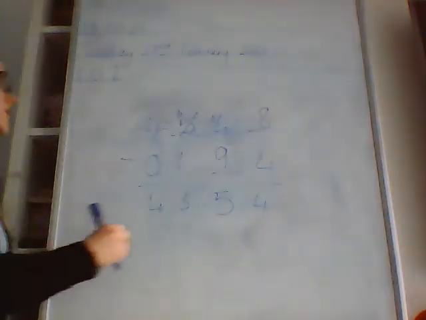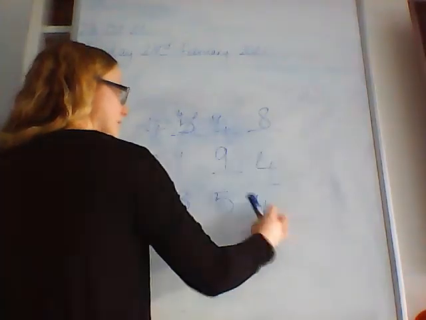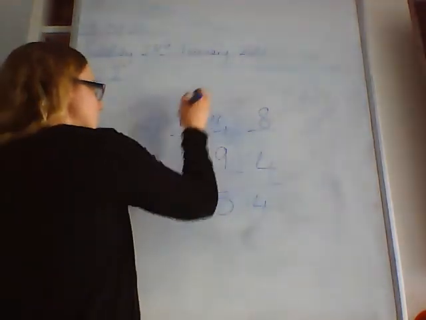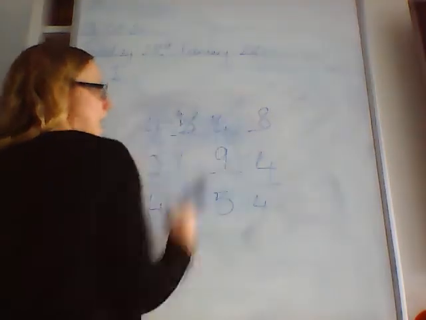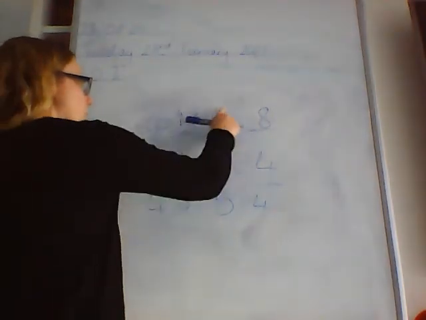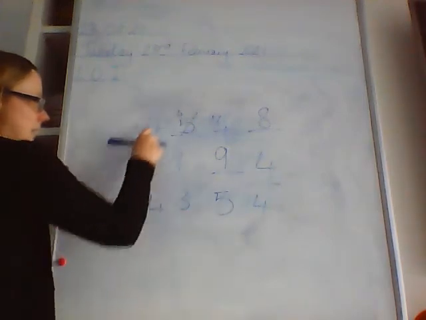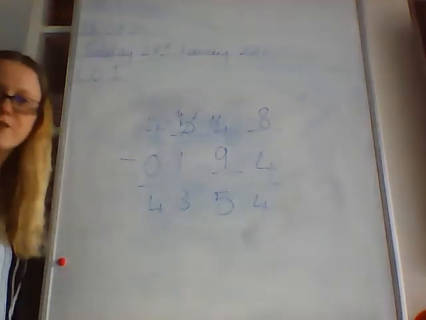Again, let's have a quick check. 8 take away 4 is 4. 4 take away 9 I can't do, so I've gone next door. I've changed that 5 to a 4. I've carried the 1. 14 subtract 9 equals 5. 4 subtract 1 is 3, and 4 subtract 0 is 4.